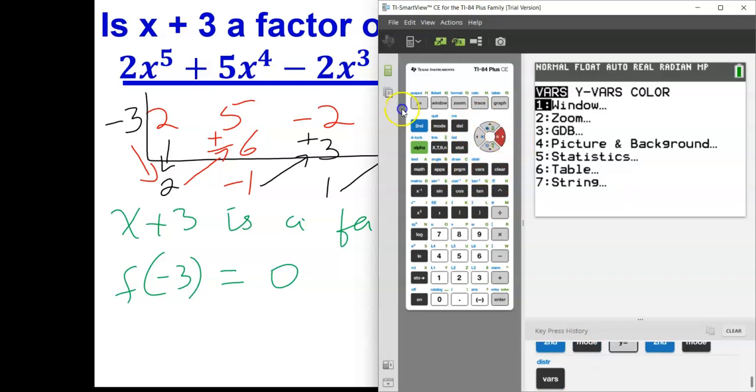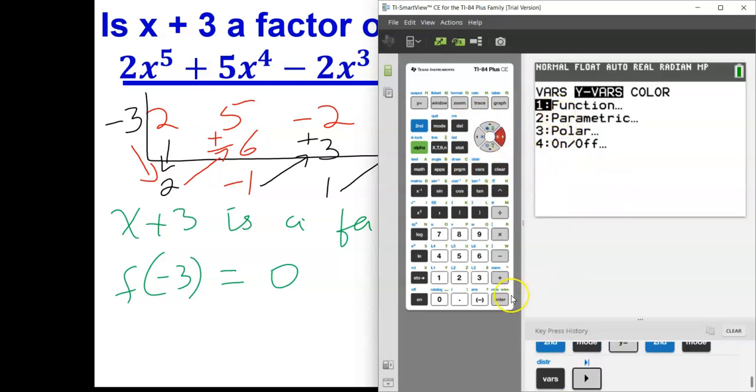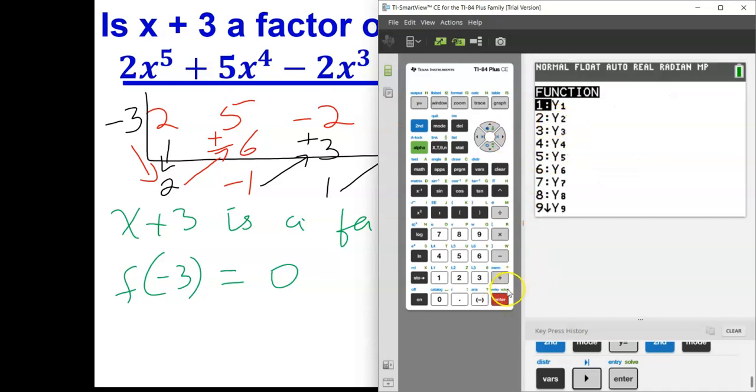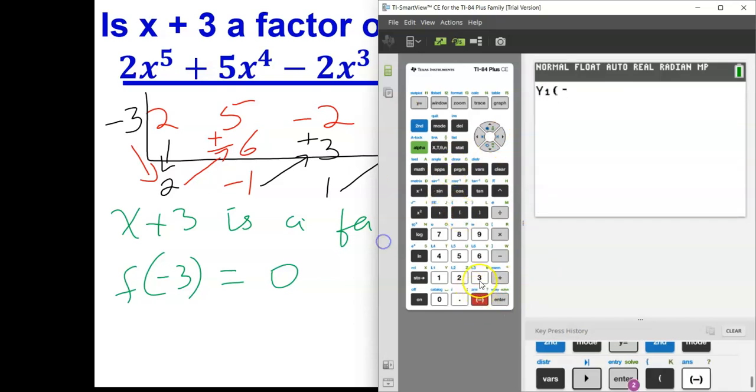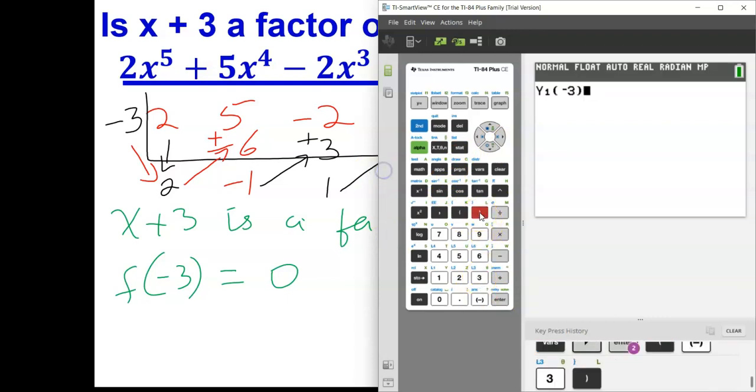So I go to Y-Vars and then Function. I have it on y1 and then put in parentheses. I need my negative 3. This is when you really appreciate a calculator like this. Okay, that checks. f of negative 3 is 0. So that fulfills the factor theorem and the remainder theorem.